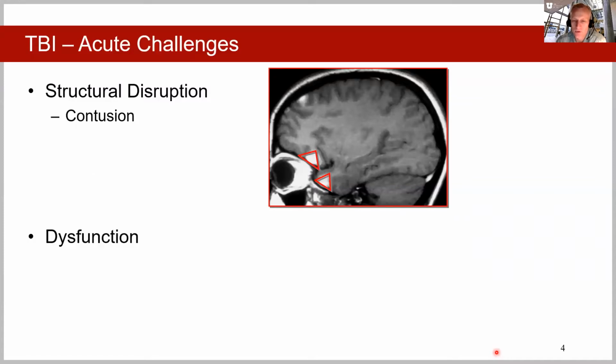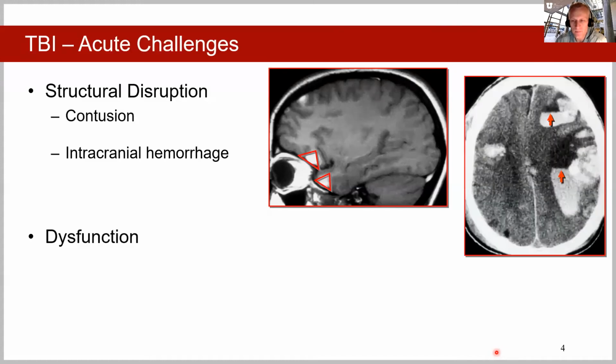And of course, I'm showing here a CT scan, something that physicians would do with a patient in the hospital if they're trying to figure out whether they're injured and how severely they're injured. A CT scan can also reveal intracranial hemorrhage, which is just overt bleeding inside the head because a blood vessel has been disrupted.